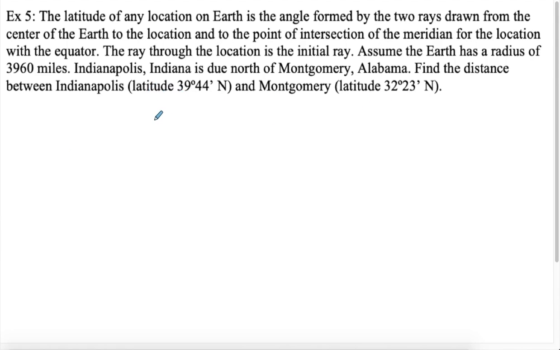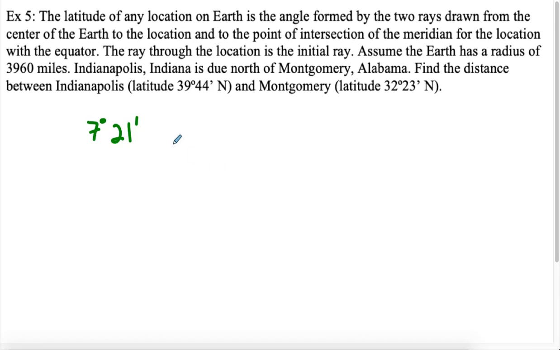So to do that, what we want to do first is find the difference in these two latitudes, right? The difference in the two latitudes will tell me the angle in between these cities. So if I take 39 degrees, 44 minutes, minus 32 degrees, 23 minutes, I can just do 39 minus 32 to get 7 degrees, and then 44 minus 23 to get 21 minutes. So this would be the angle in between these two cities.